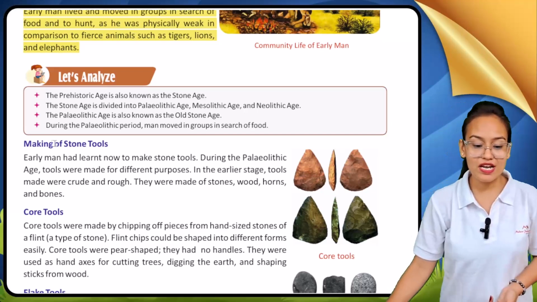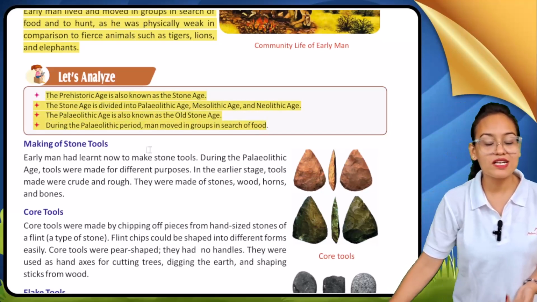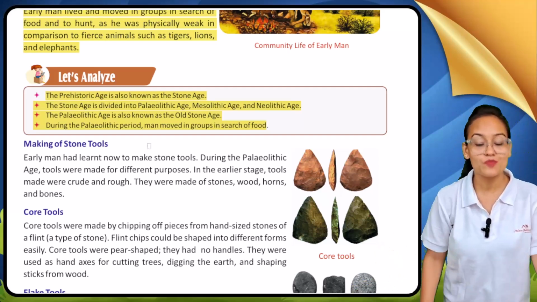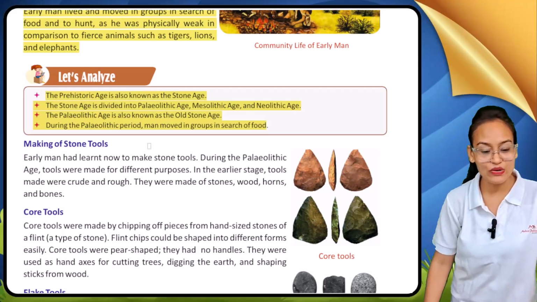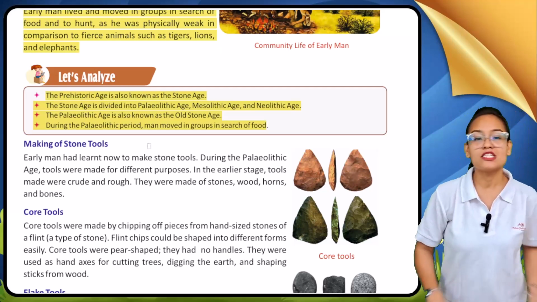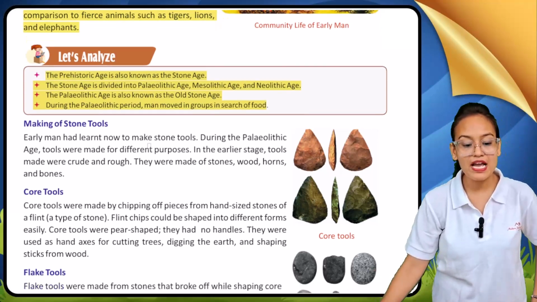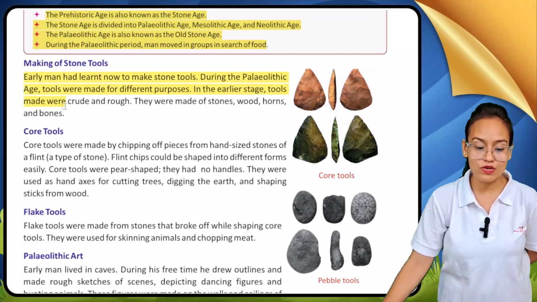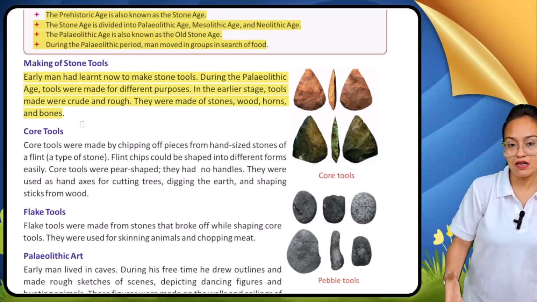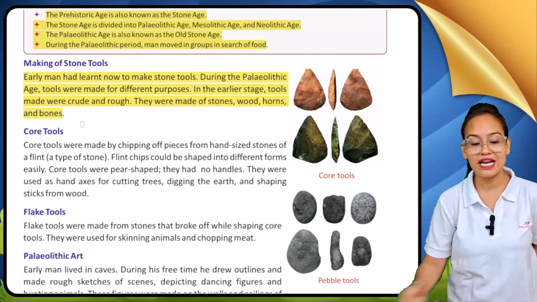Okay, so my dear students, till now what we learned in this chapter is that the prehistoric age is also known as the Stone Age. The Stone Age is divided into three parts: Paleolithic, Mesolithic, and Neolithic. The Paleolithic age is also known as the Old Stone Age, and during it, early man lived a nomad life. Now, making of stone tools. In this age, early man learned that they could make their weapons with the help of stones.